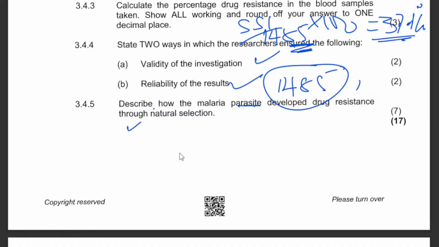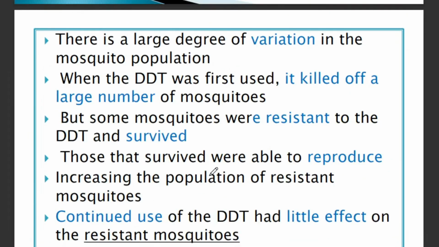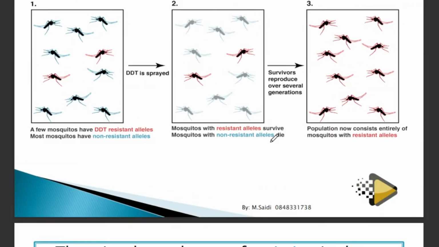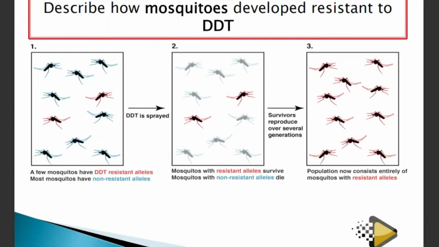Then those which survived pass their genes to the next generation. After many generations, the resistant ones increased in the population, resulting in resistant parasites. Therefore, the drug will become ineffective, hence resistance. So basically, you explain exactly this. Instead of talking about DDT, you talk about the malaria parasite. That's what we call the application. When the question comes, you just replace it. So that's what they wanted about these mosquitoes.